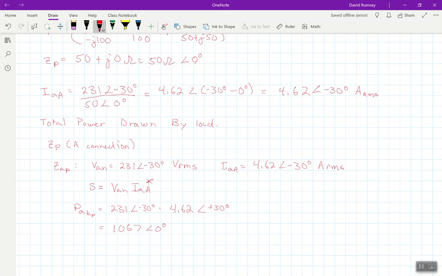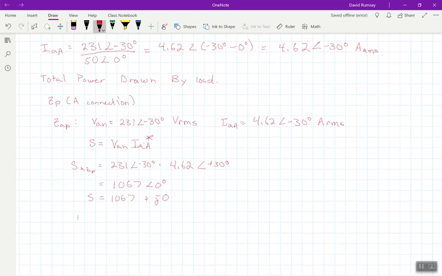So, and this is actually not P, this is S because it's complex power. But that would just be 1067 plus J0 for S. So that means as far as the average power goes, we're getting 1067 watts on the load there. But that's not actually the total power delivered.